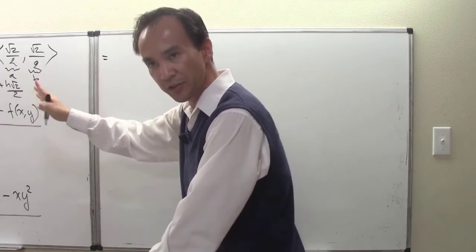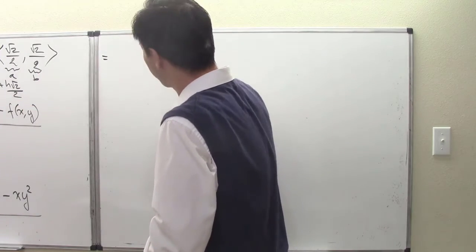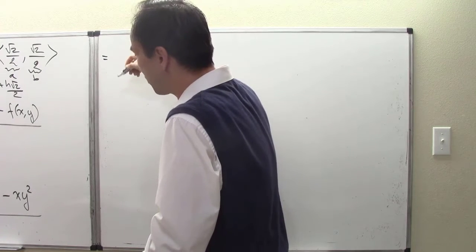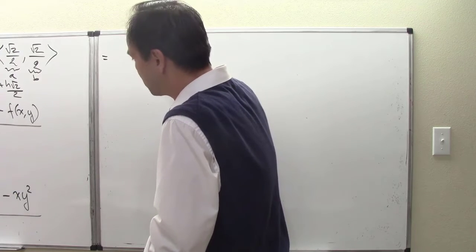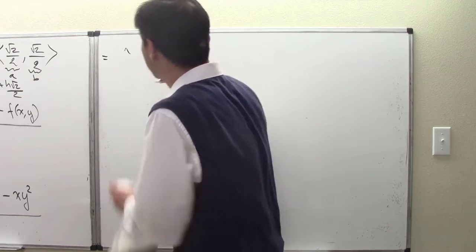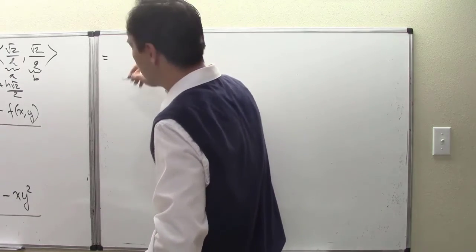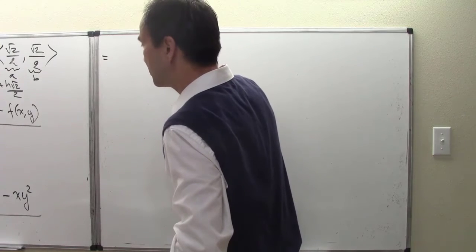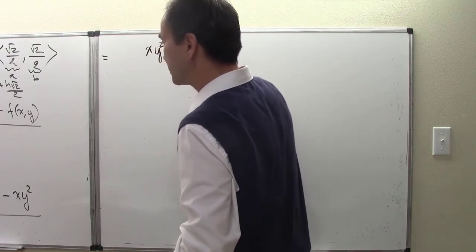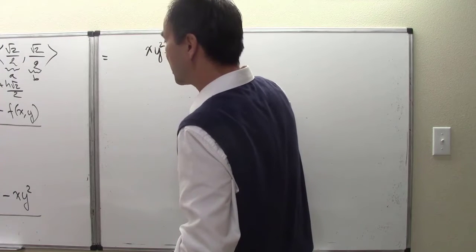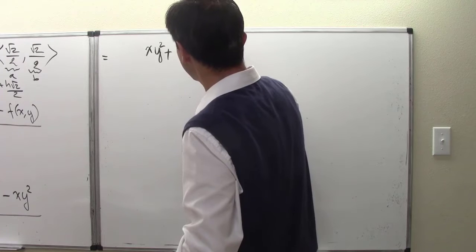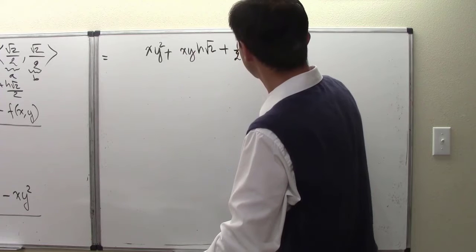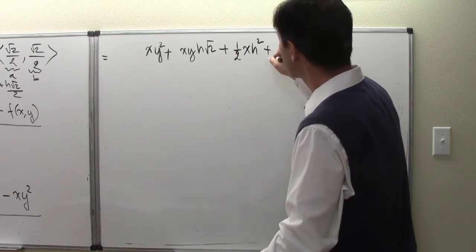With the two parentheses expressions that I had earlier on the other board, and you can always roll back the video to see the other two expressions, now foiling out the two parentheses expressions, I'm looking at x squared, x y squared plus x y h square root 2 plus 1/2 x h squared.